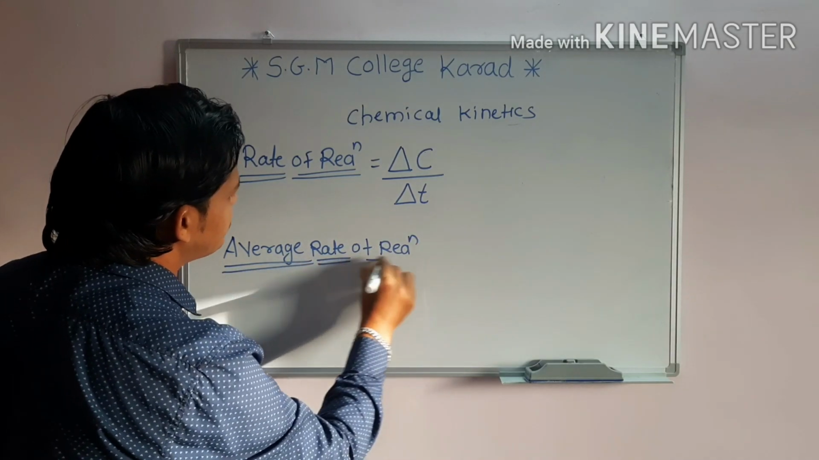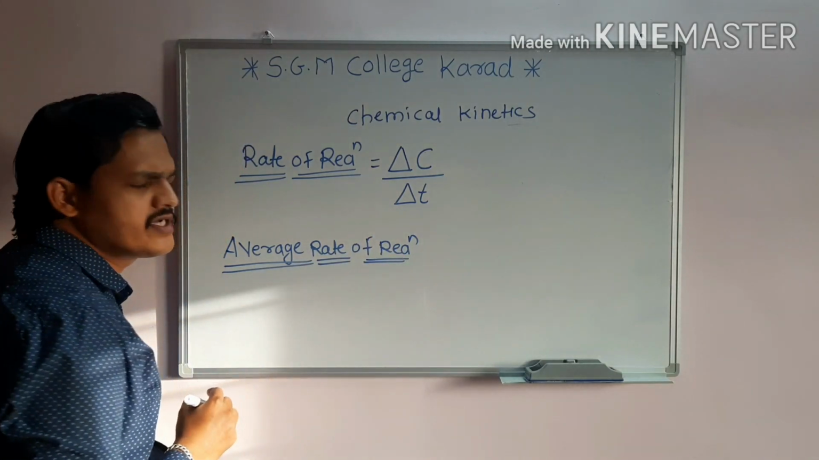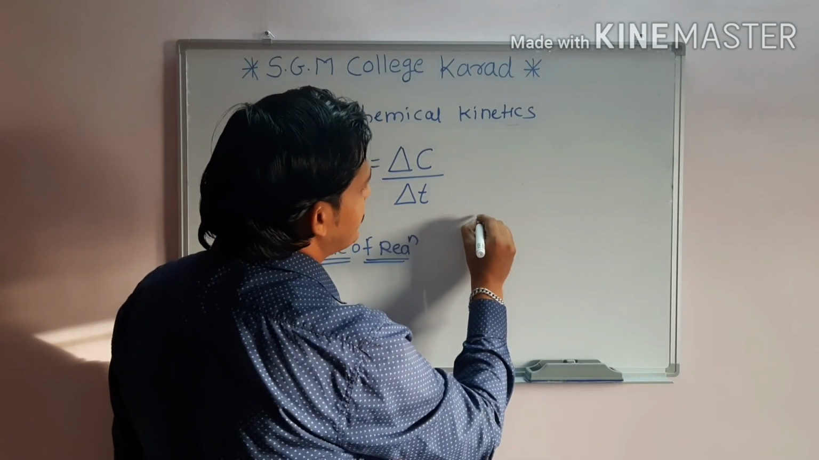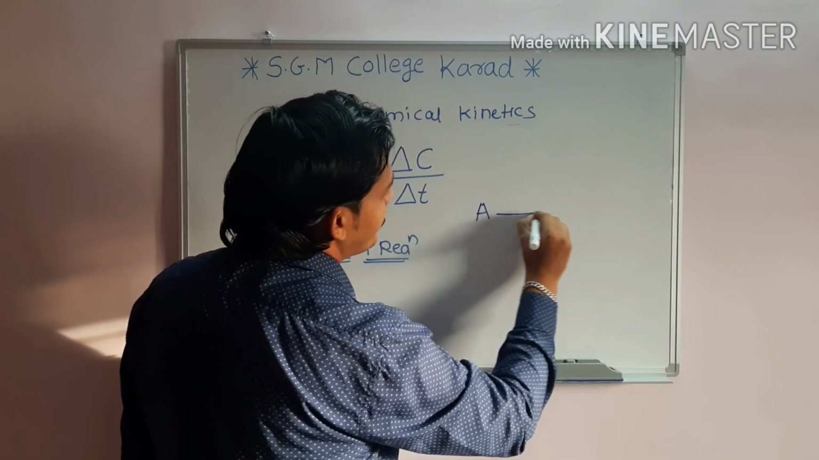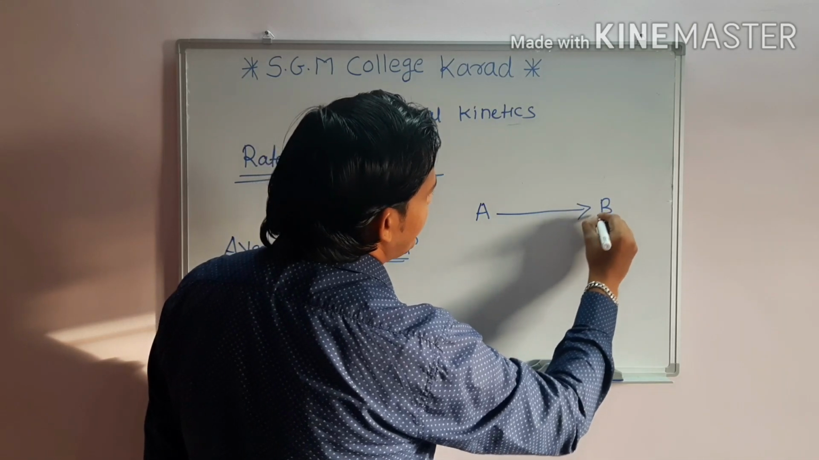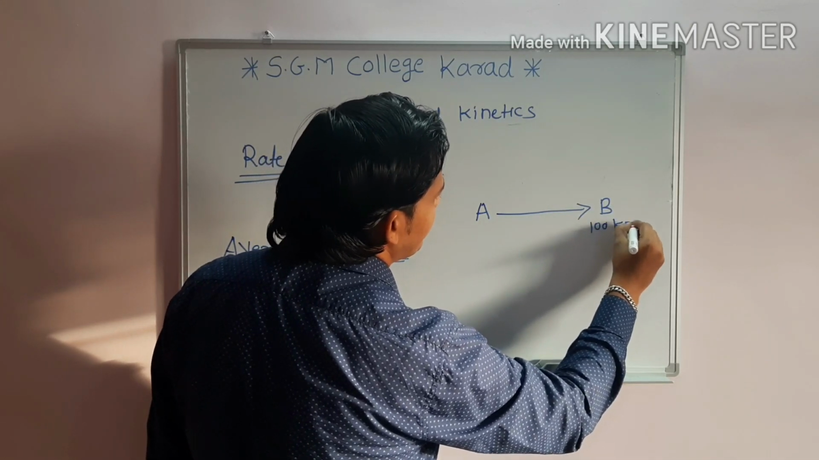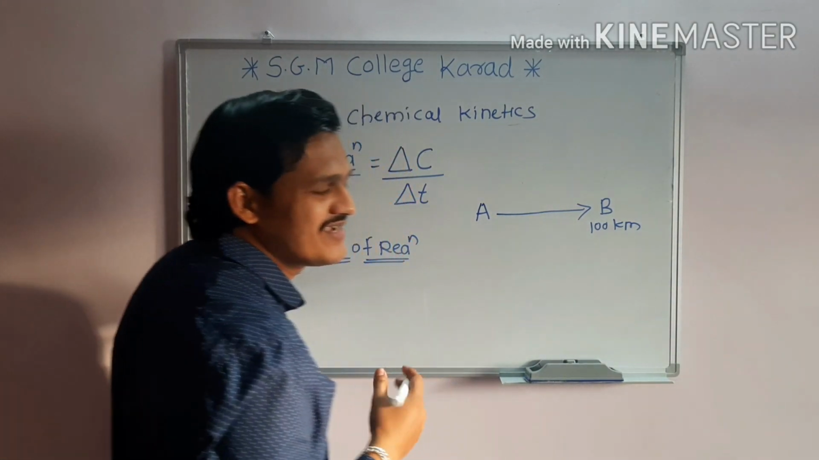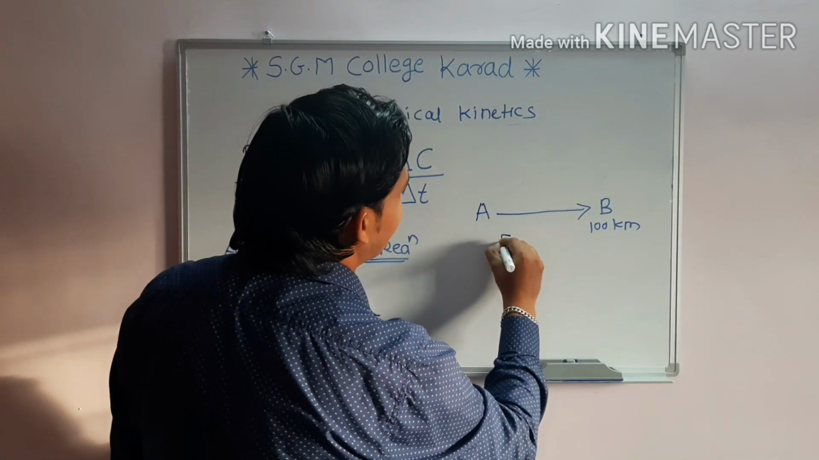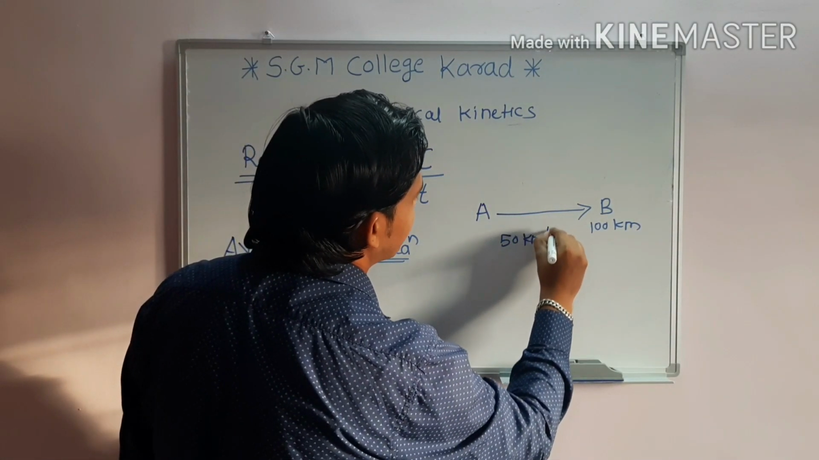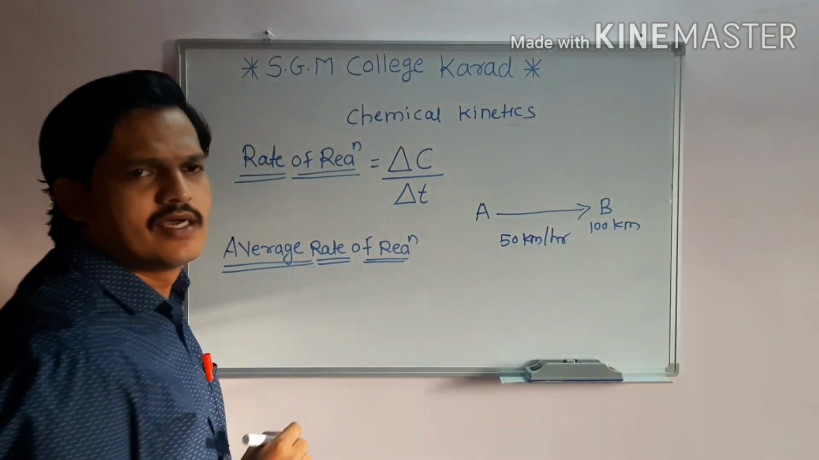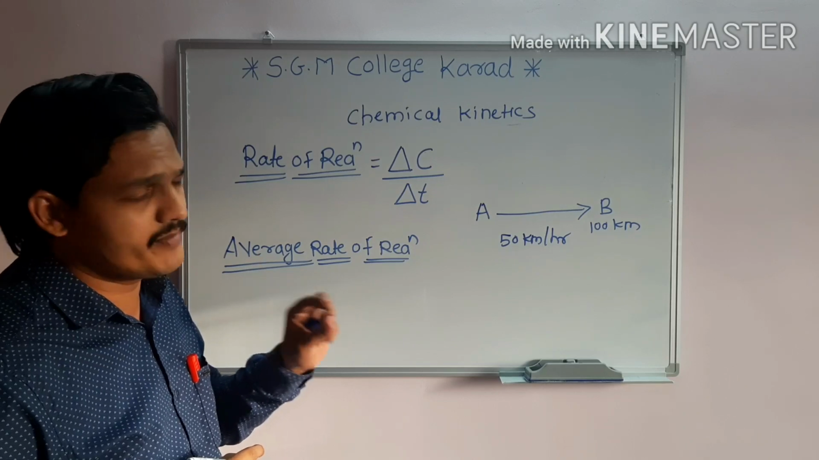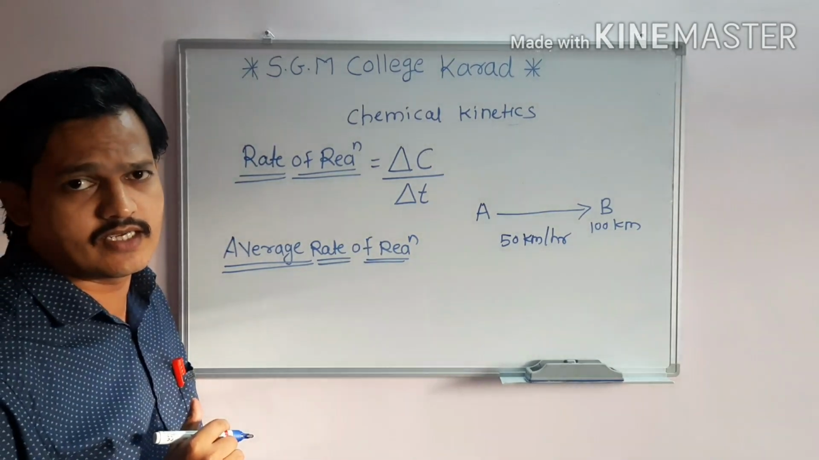Average rate of reaction means what is that concept? Let us say I am going to a distance here. My starting point is A. I want to go a distance to B, 100 kilometer. Now the speed of my bike is, let us say, 50 kilometer per hour. I have gone from A to B at a speed of 50 kilometers. My distance is 100 kilometers. The speed of 50 is neither 49 nor 51.